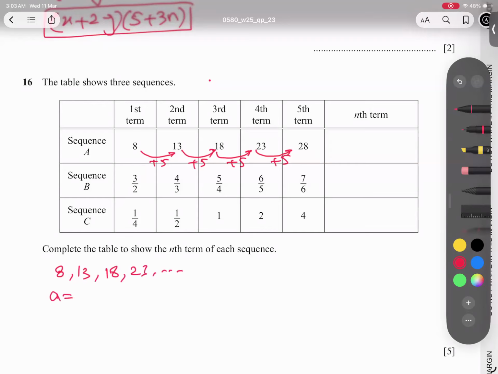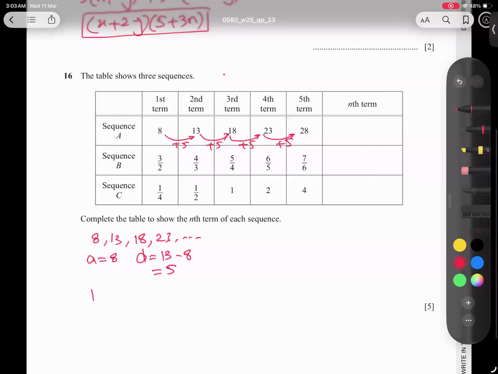What is the first term, students? 8. How to find the common difference? 13 minus 8, or 18 minus 13, or this. So higher value minus smaller value, I mean second term minus first term. So what difference is coming to me? 5. And I'm looking for the nth term. The formula is very clear: Tn is equals to a plus (n minus 1) into d. I'm replacing a by 8, n as n, and d is 5.